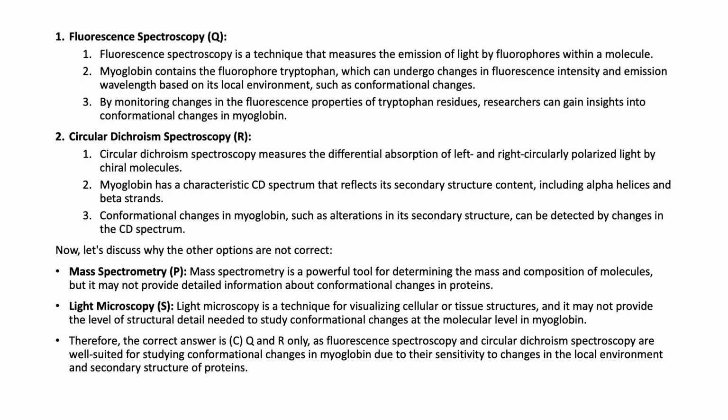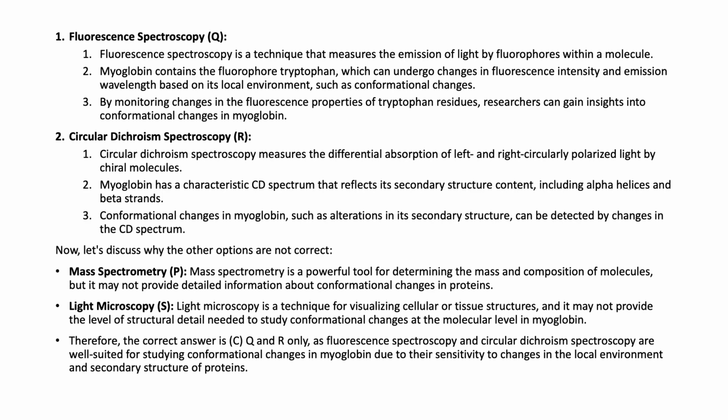Now let's see why mass spectrometry and light microscopy are not relevant options. Mass spectrometry is mostly used for determining the mass and composition of molecules, but it does not give detailed information about the conformational changes in proteins. And light microscopy is a technique for just visualizing cellular or tissue structures, and it may not provide the level of structural detail needed to study the conformational changes at the molecular level in myoglobin.